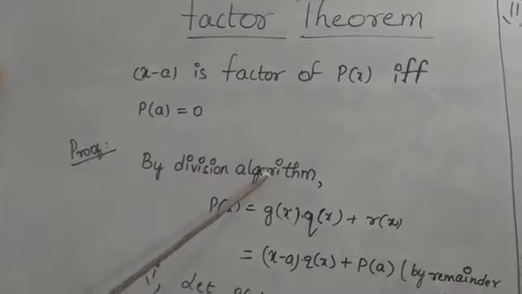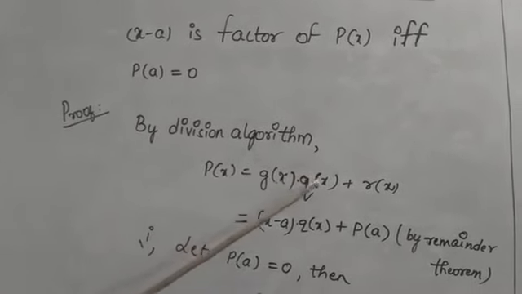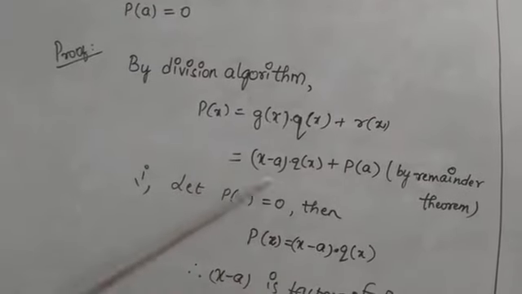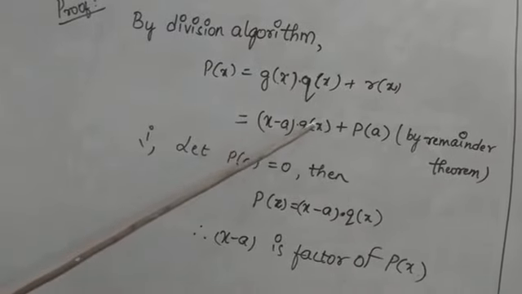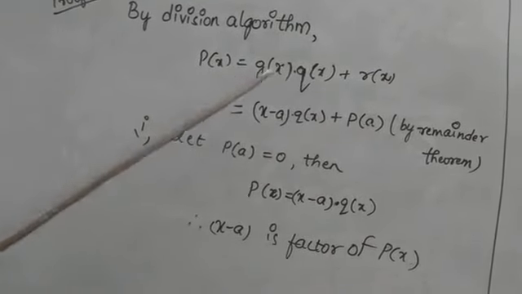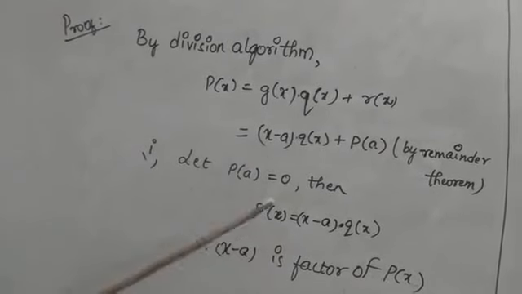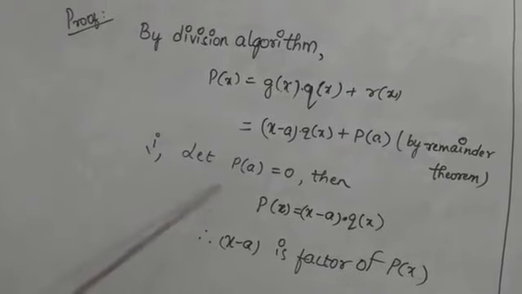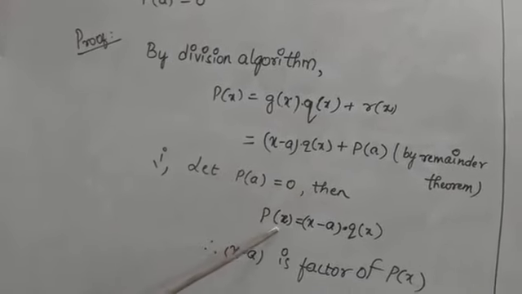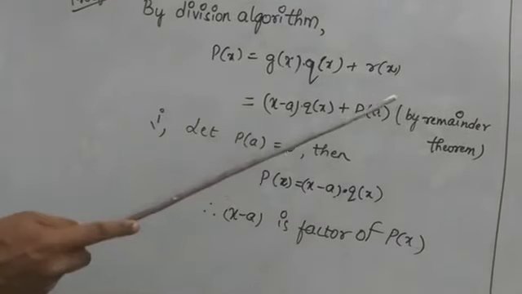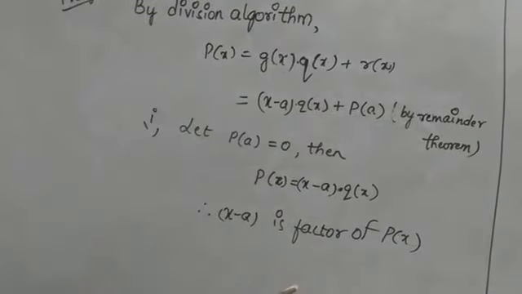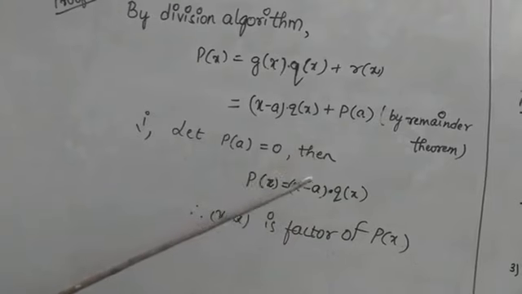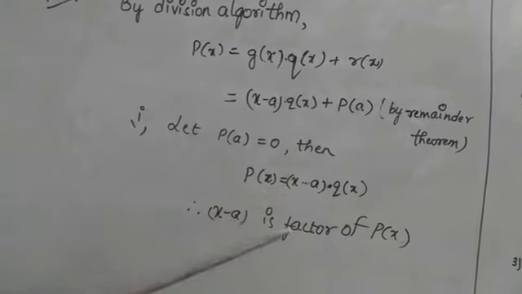So by the division algorithm, we know that p of x equal to g of x into q of x plus r of x. But by the remainder theorem, r of x is nothing but p of a. Therefore, this can be written as x minus a into q of x plus p of a, because here the divisor is x minus a. So now let p of a be equal to 0. If p of a is equal to 0, then p of x equal to x minus a into q of x, because p of a becomes 0. That means we are able to write p of x as a product of two terms. Therefore, x minus a is a factor of p of x.